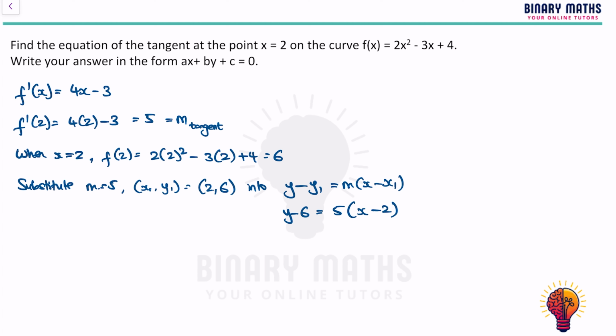I need to write the answer in the form ax plus by plus c equals 0. So let's expand out the right-hand side. I get 5x minus 10. I like to keep my x positive, so I'm going to move everything to the right-hand side. So I get 5x minus y minus 10 plus 6, which is minus 4, is equal to 0. So that would be my final solution. So if you're trying to find the equation of the tangent, always find the derivative.